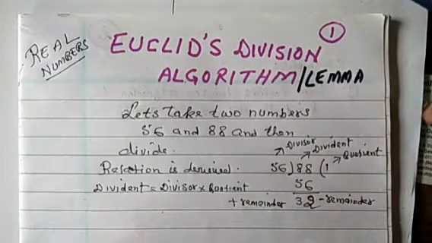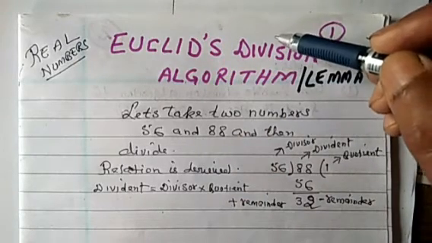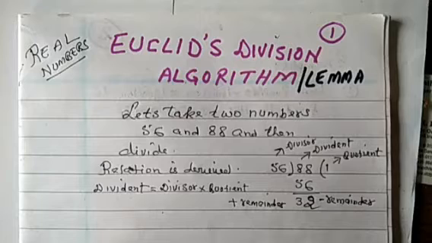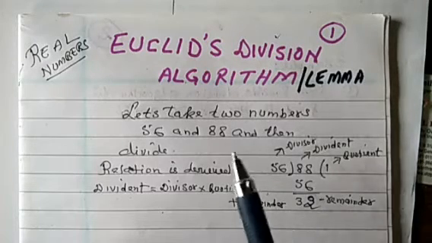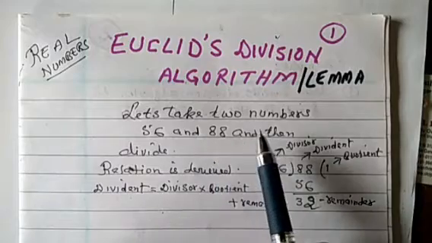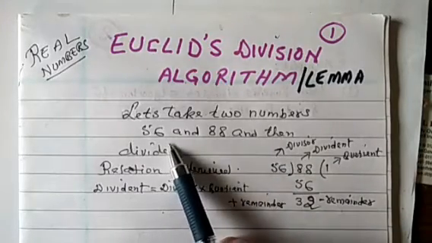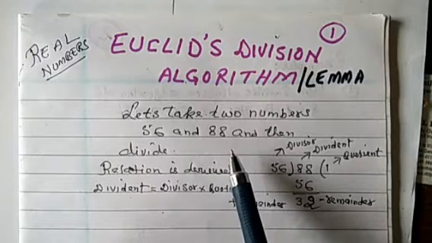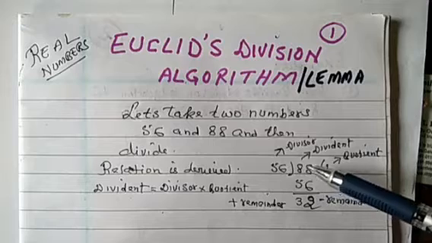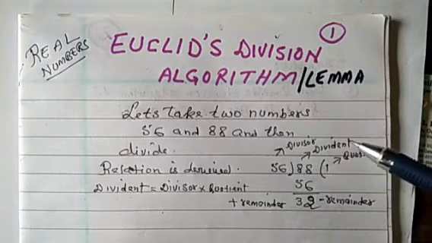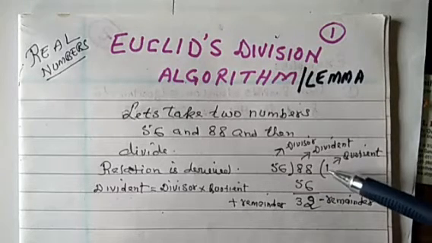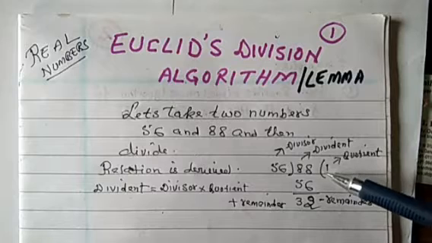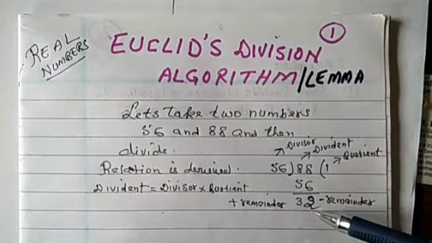Before we start, we are always coming across this word division. So let us divide some numbers and see what that division is. Let us take two numbers, one is 56 and one is 88. I'll try to divide and see what we get. After I divide 88 by 56, I found that it will go once only. It is 56 and 32 is the remainder.